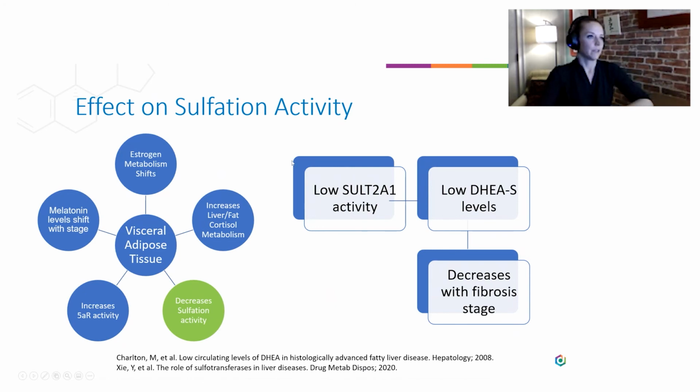Sulfation: we saw that low SULT2A1 might lead to lower DHEA sulfate levels, and we know DHEA sulfate levels tend to decrease with fibrosis stage. So as we go through into cirrhosis, we get less and less and less DHEA, and DHEA sulfate in particular.